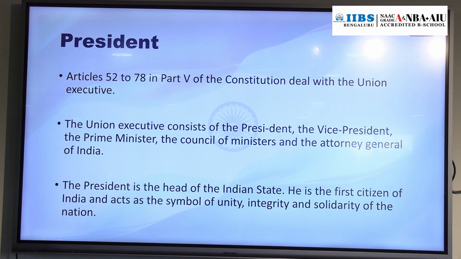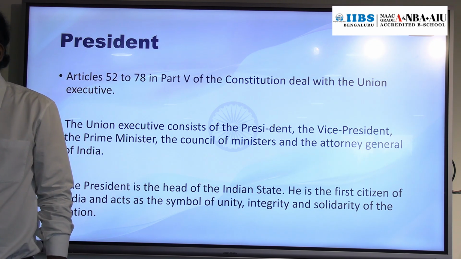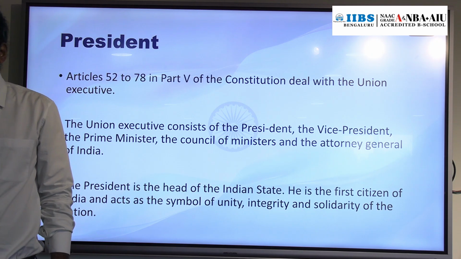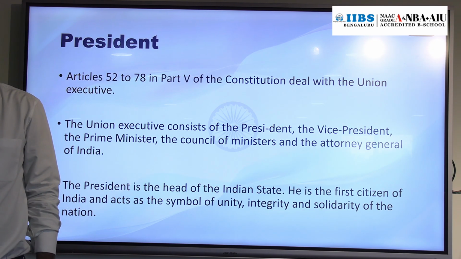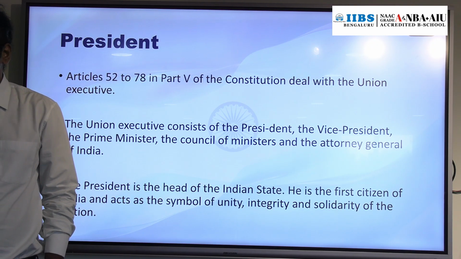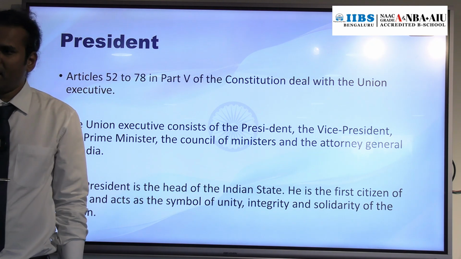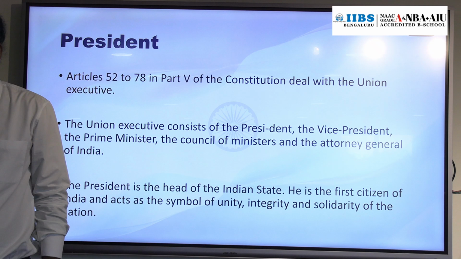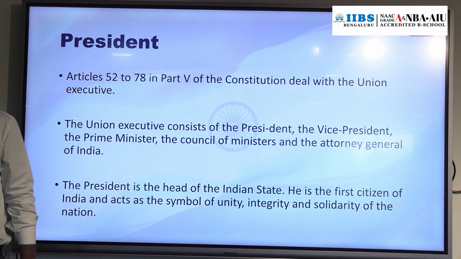Understood? So, the President is the first citizen of the country. Okay, who is the second citizen? Any idea? Not the spouse of the President. It is the Vice President. Then next, the President is the head of the state, India state, not the head of the government. Please remember this point.